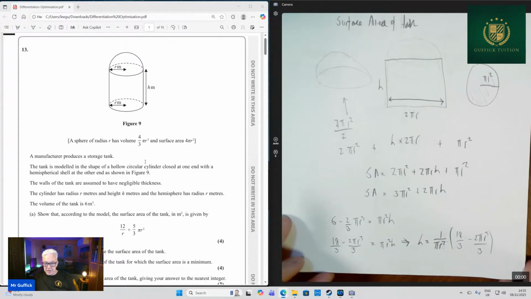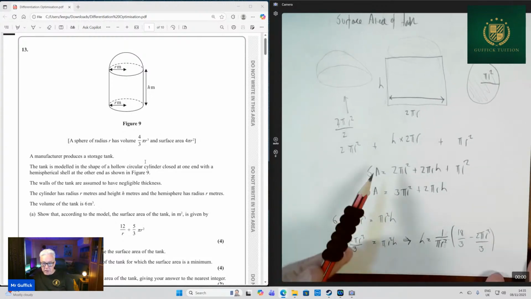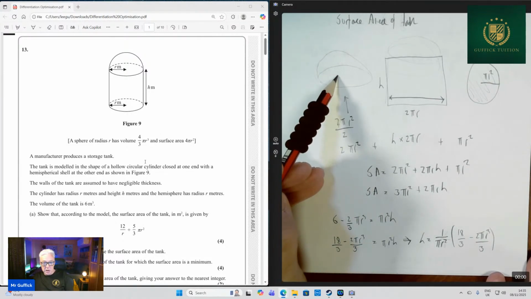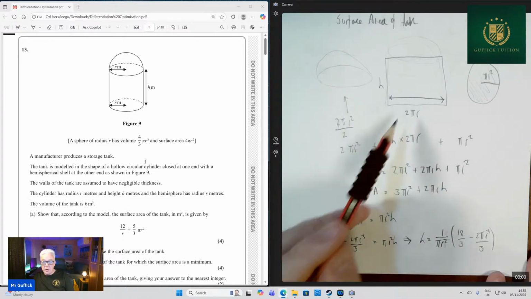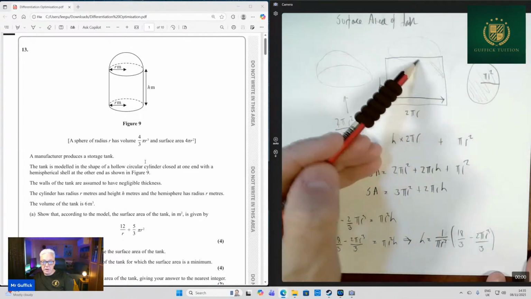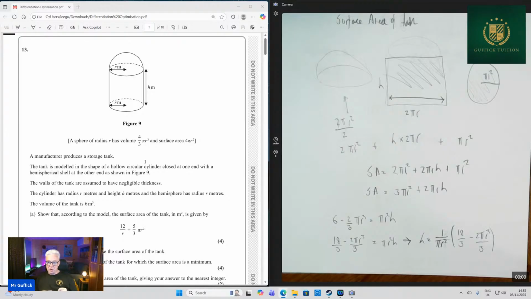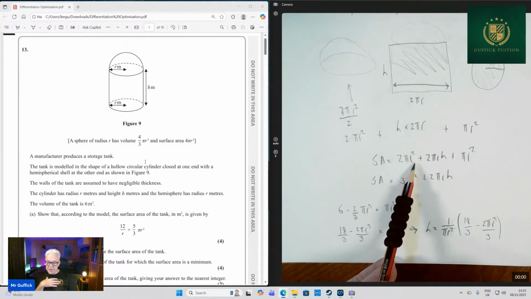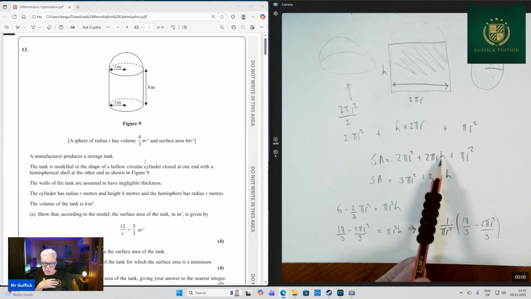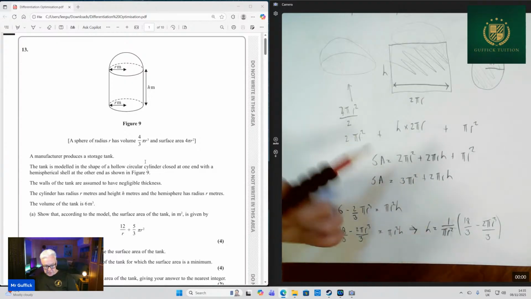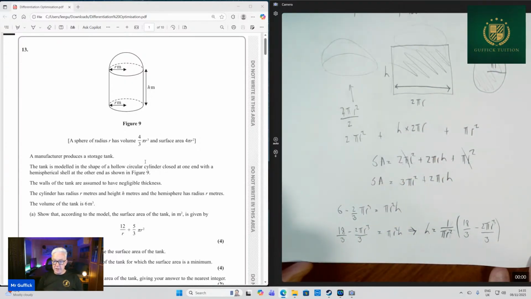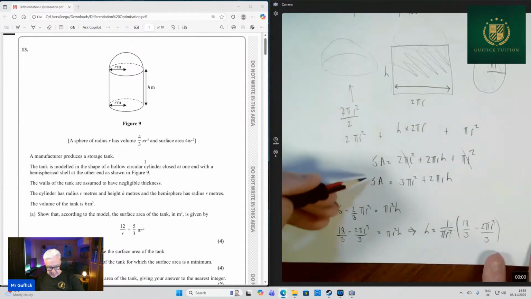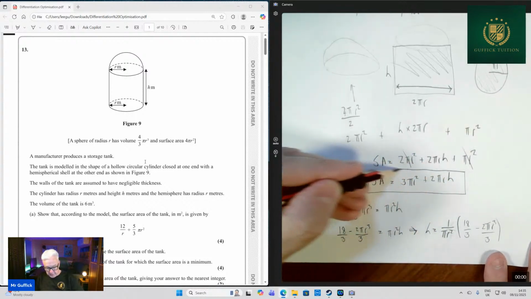Right, so let's have a look at this next one. So basically what we've got to do now is we have got the hemispherical shell, which is 2 pi r squared. We have got the rectangle here, which is going to be 2 pi r times h. And we've got the base, which is pi r squared. So when we add all that together, that gives us 2 pi r squared, add 2 pi r h, add pi r squared. So those two combine to give us 3 pi r squared, and we've got 2 pi r h.